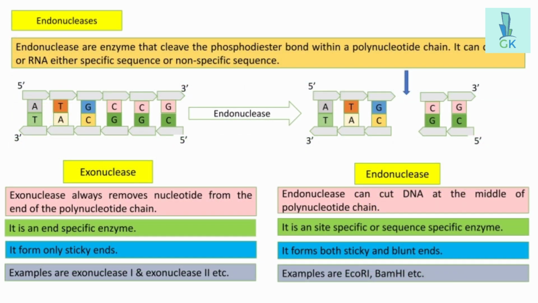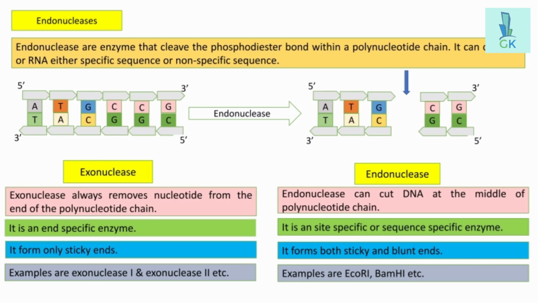So now, what are endonucleases? Endonucleases are enzymes that cleave the phosphodiester bond within a polynucleotide chain. They can cut DNA or RNA at either a specific sequence or a non-specific sequence. What does that mean? Endonucleases are those nucleases that can cut genetic material in the middle of the polynucleotide chain. It can be a specific sequence or a non-specific sequence.